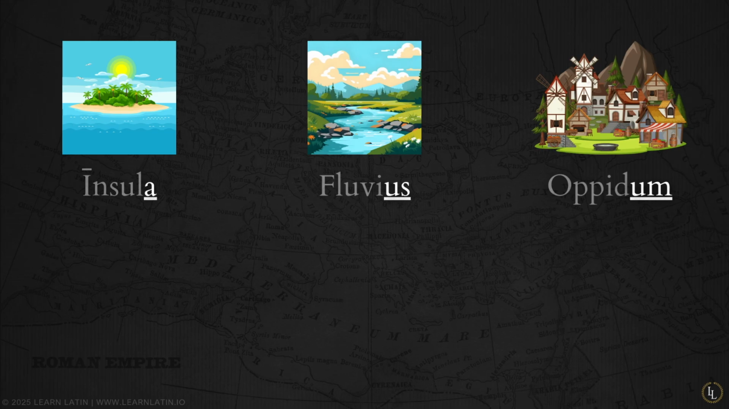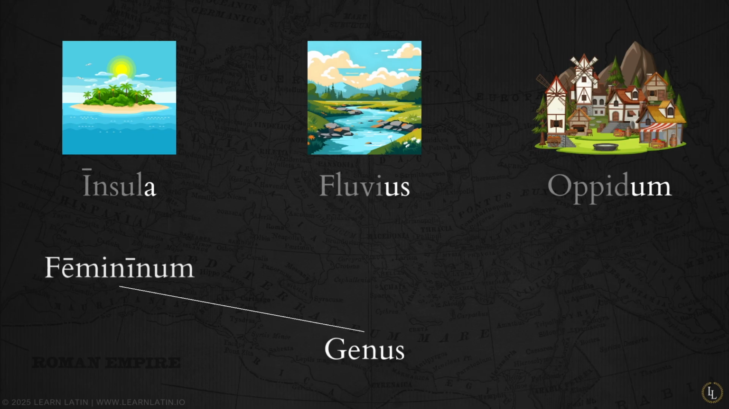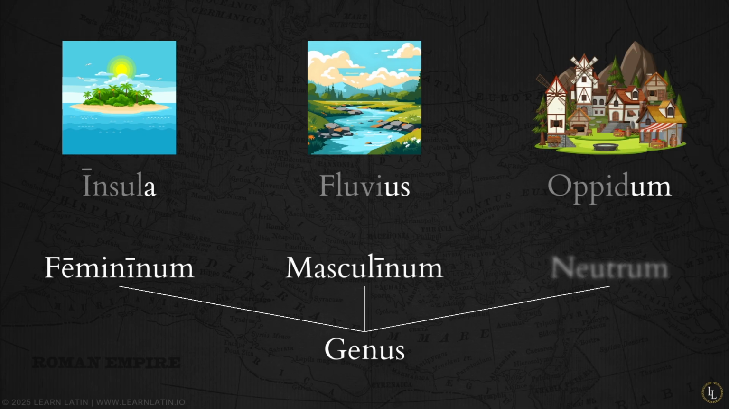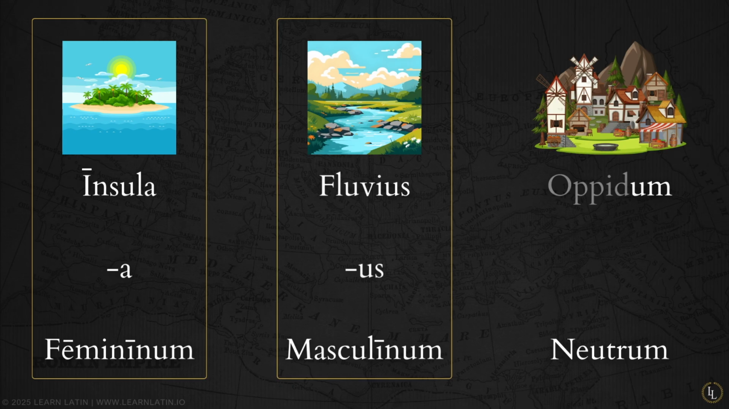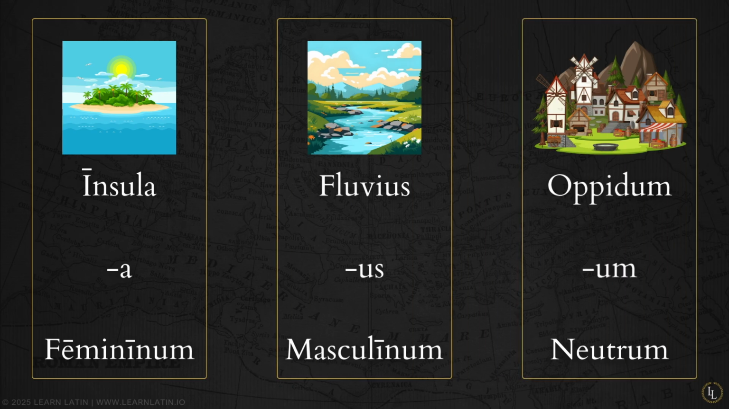In Latin, a noun's ending contains important grammatical information, like its gender and whether it's singular or plural. There are three genders in Latin: feminine, masculine, and neuter. Every Latin noun belongs to one of these. It doesn't always follow logic. It's just part of the language you learn. Some helpful patterns. Nouns ending in a are usually feminine. Nouns ending in us are usually masculine. Nouns ending in um are usually neuter.